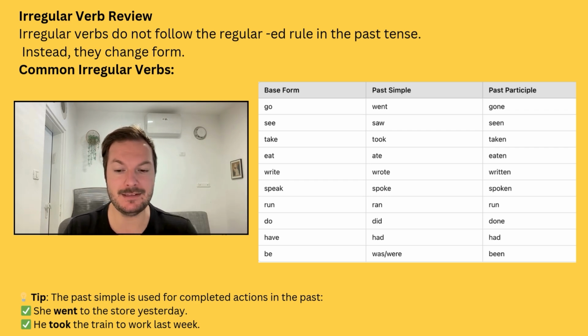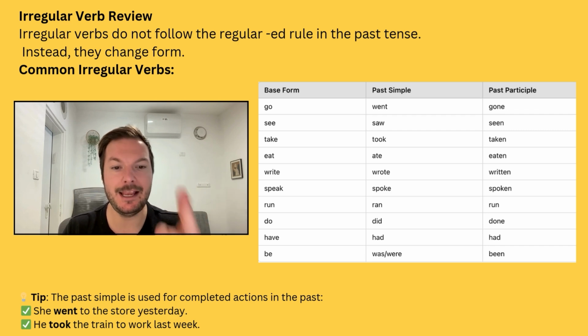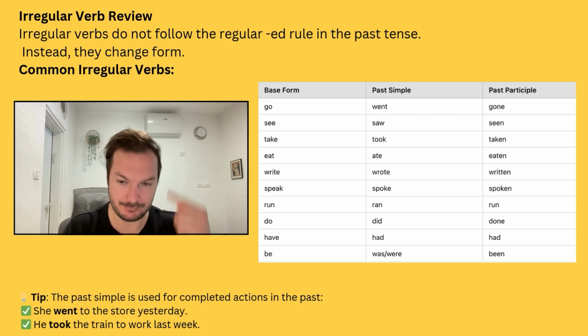Tip: the past simple is used for completed actions in the past. Example: she went to the store yesterday. He took the train to work last week. And remember, past simple is like this: went, saw, took, ate, wrote, spoke, ran, did, had, was, and were.